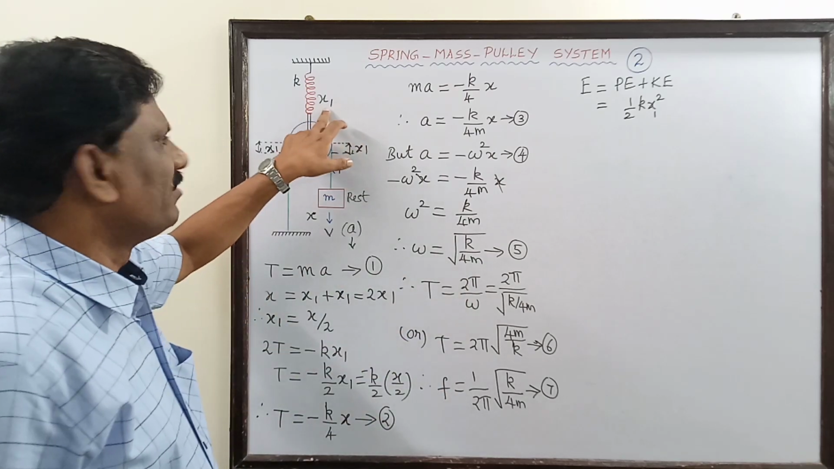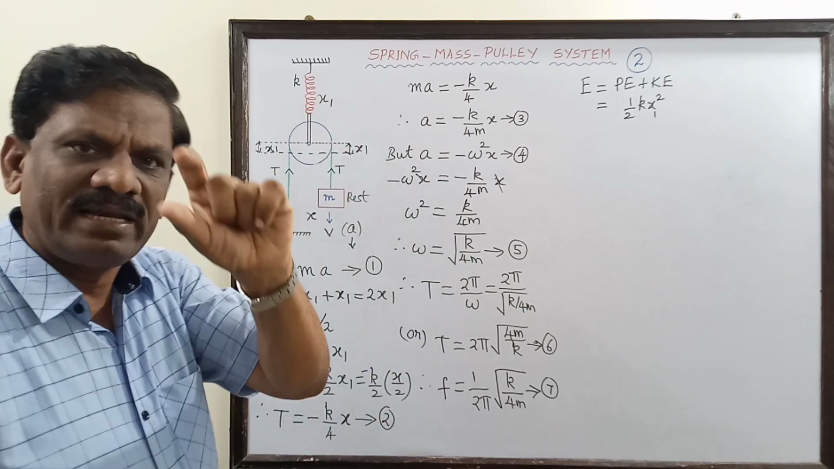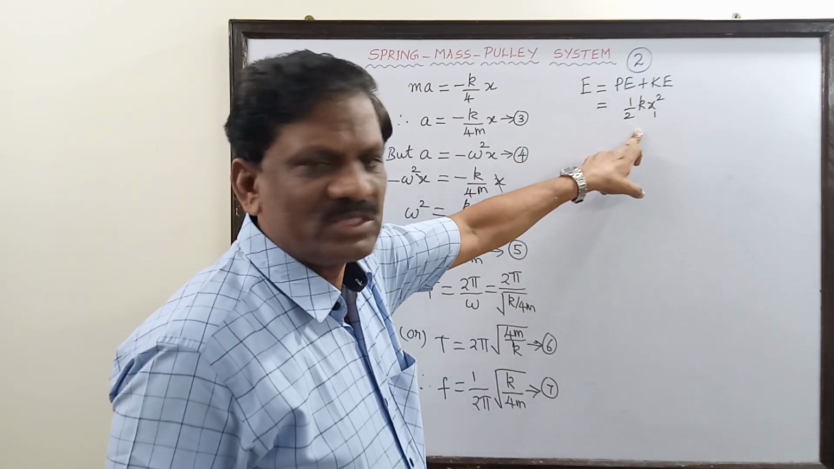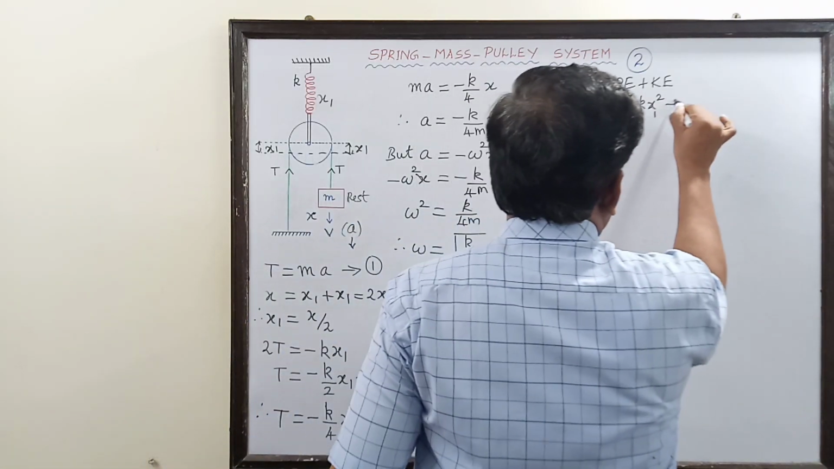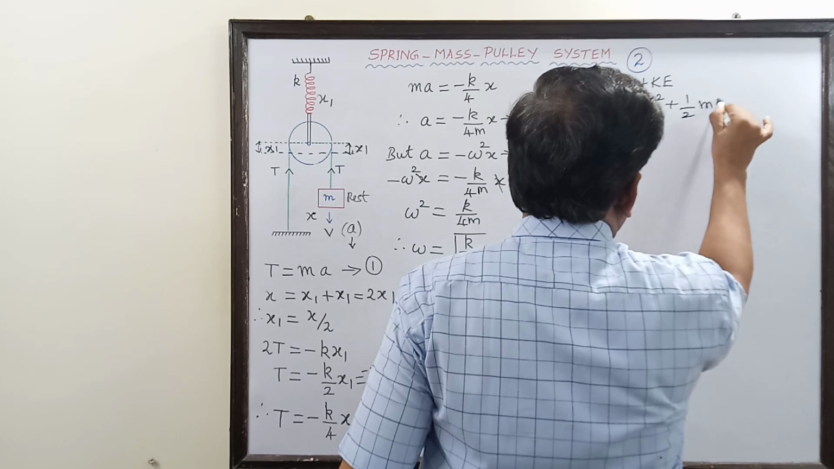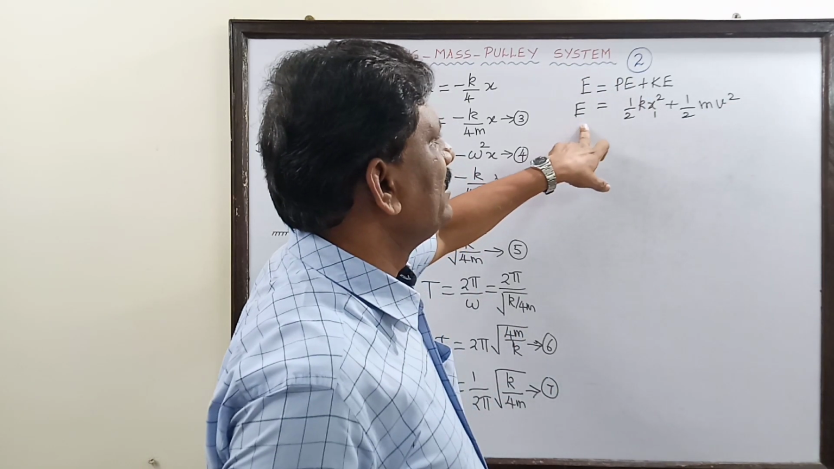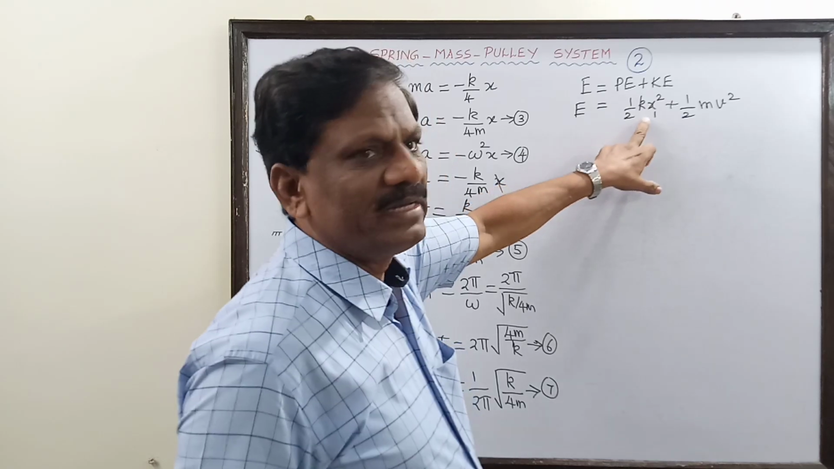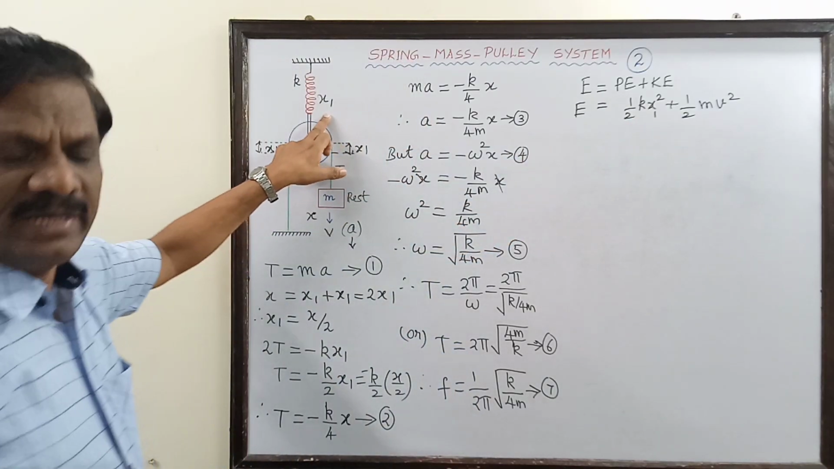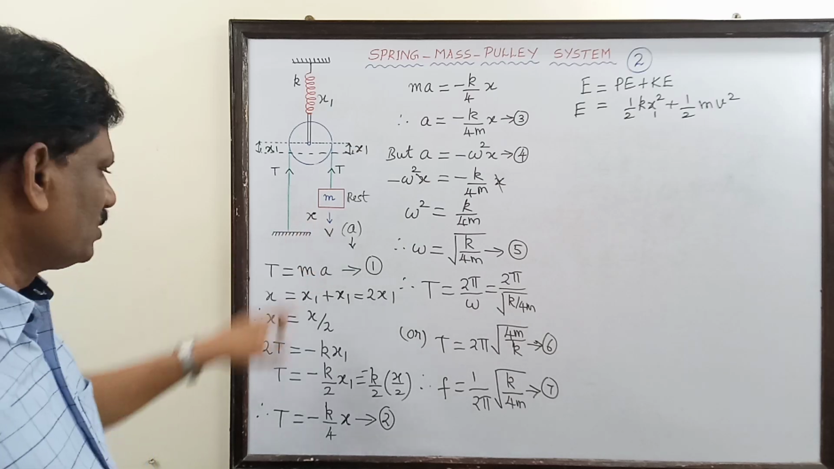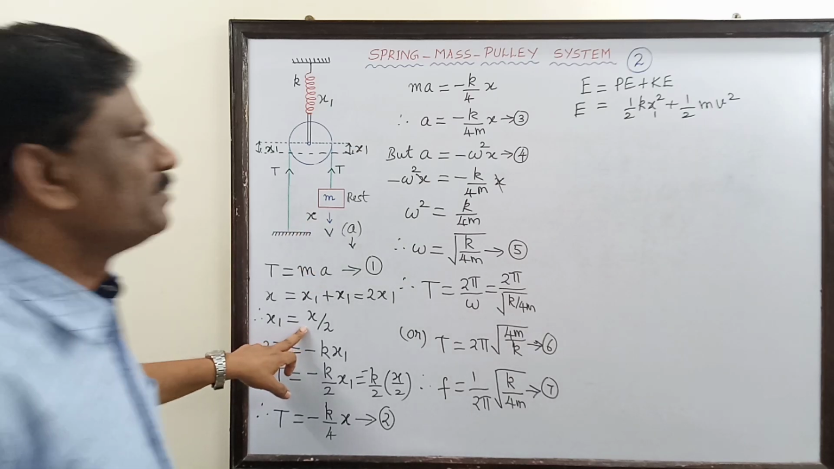In place of x you have to substitute x1, that is the elongation of the spring. So the potential energy of the spring is half k x1 square plus the kinetic energy of the mass, half m v square. Now total energy is expressed in terms of displacement x1 of the spring. Now I want to express this in terms of the displacement of the mass, that is x. So x1 is equal to x by 2.